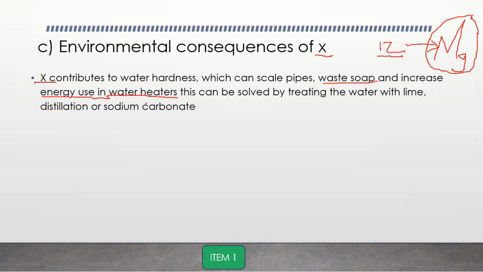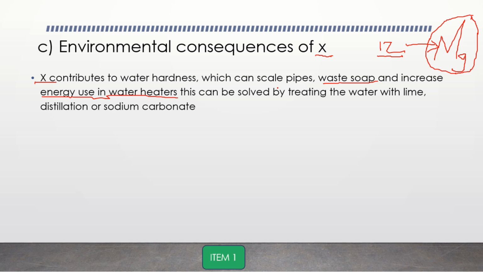Therefore it wastes the energy, the fuel that is used. And then remember, we said when you give the side effects like I've given here, you can decide to give one that contributes to water hardness, that leads to wastage of soap, that is during the washing of clothes, increasing energy usage, that is during the cooking processes. They are scaling pipes.